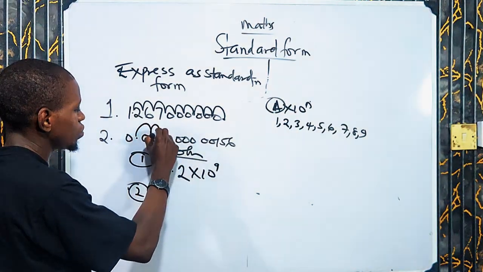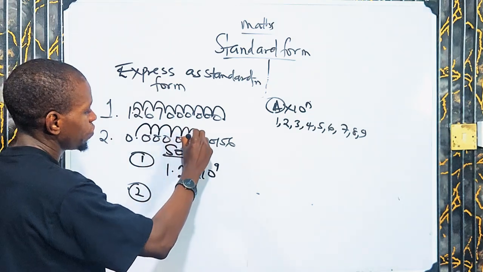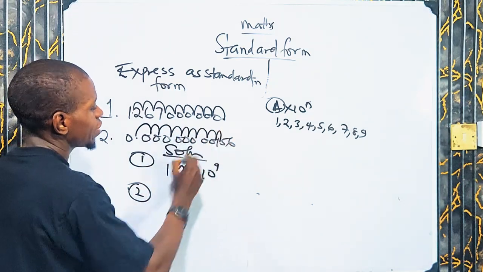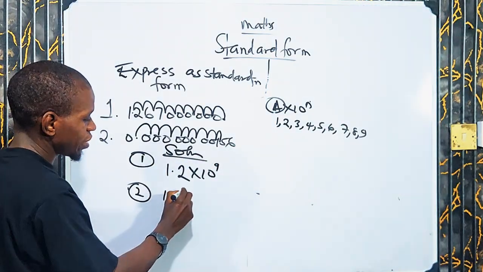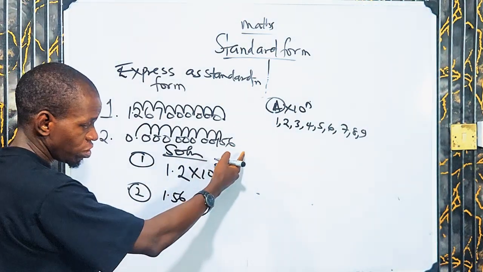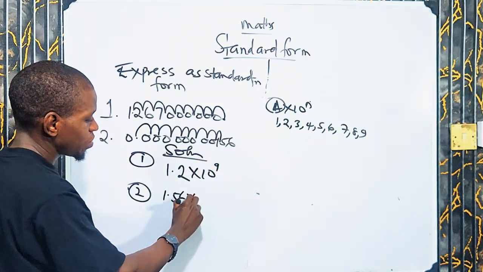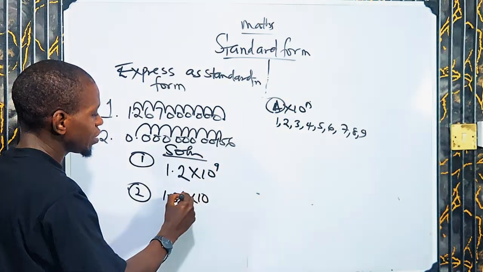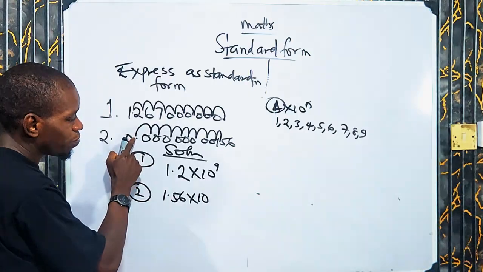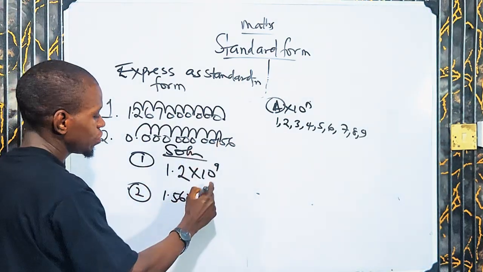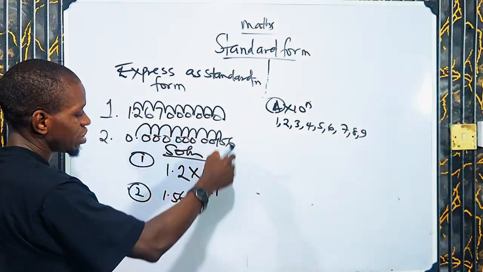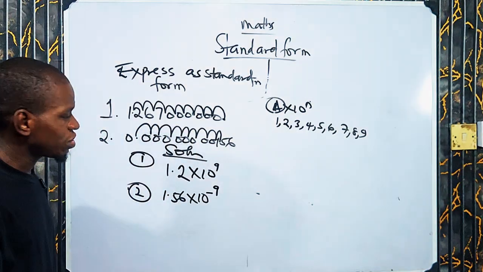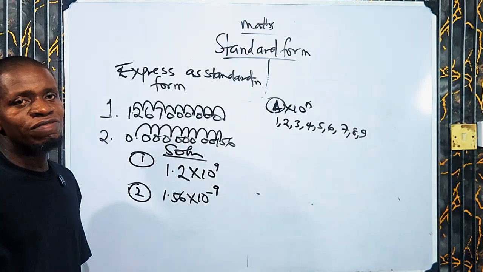We have it as 1, 2, 3, 4, 5, 6, 7, 8, 9. So I have it as 1 point. I can say 1.56, which is the only number remaining, times 10 raised to the power. I moved it 9 times. And moving the point from front to back is going to be what? Negative. I will now say negative 9, because I moved it 9 times. And this is going to be your answer. That is all, all in standard form.